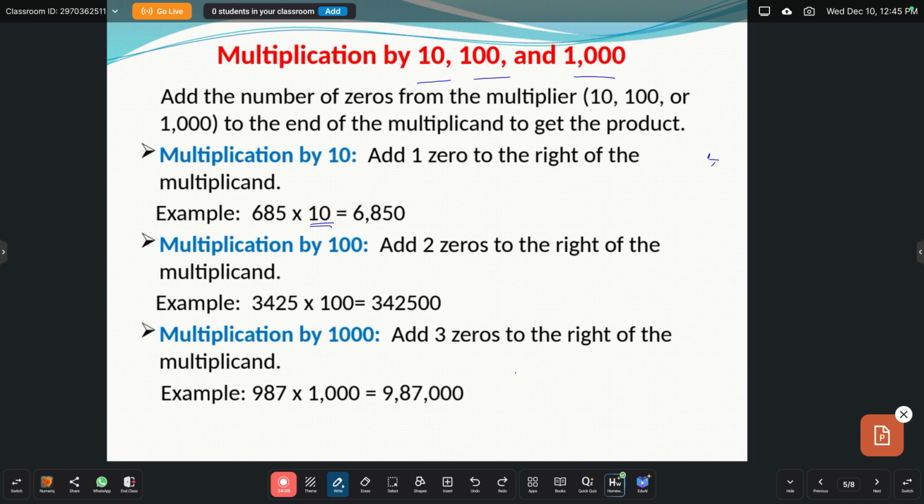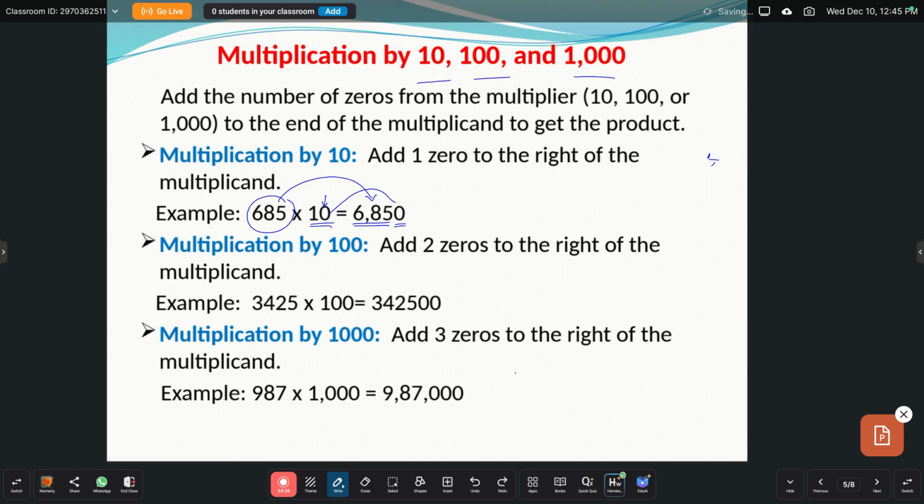Okay. For writing the product, I will write down this multiplicand first. That is 685. And how many zeros in the 10? 1. I will write that zero to the right of that multiplicand. And that will be my product.